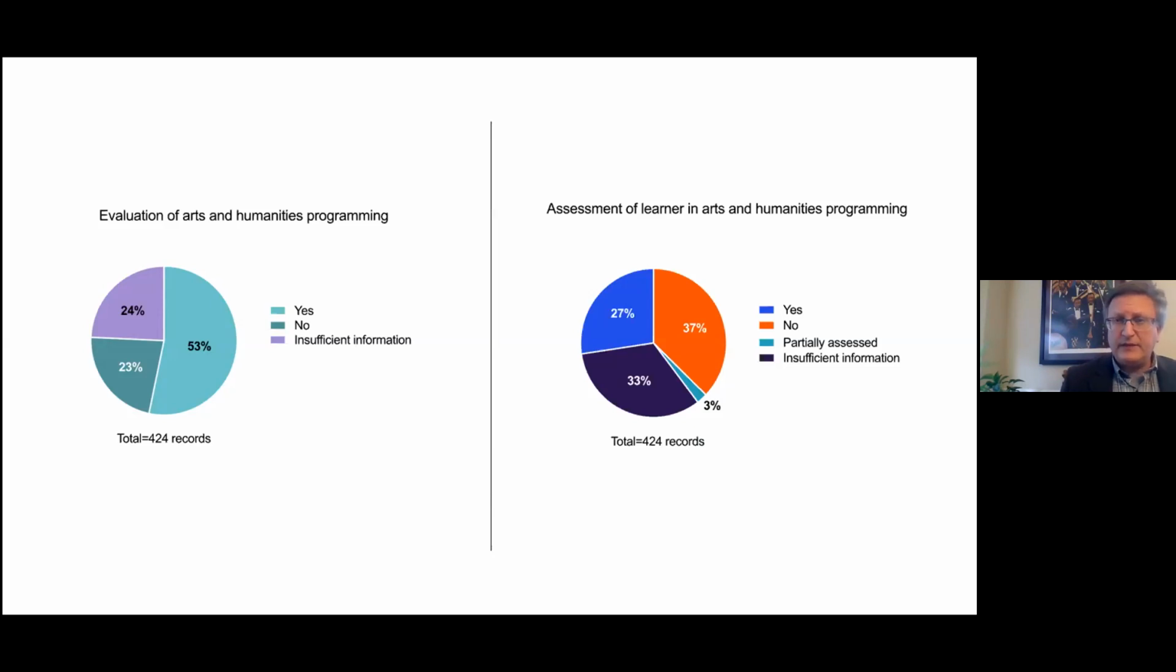Same thing with assessment of the learners. The learners were only assessed in 27% of the records. In 37% they clearly were not, and in another 33% there was insufficient information to tell. So one of the opportunities in this literature is for more robust evaluation of the curricula and evaluation of learners.